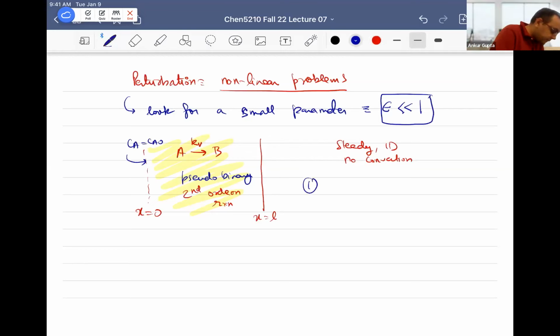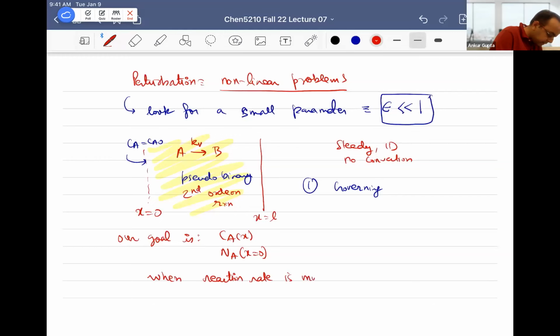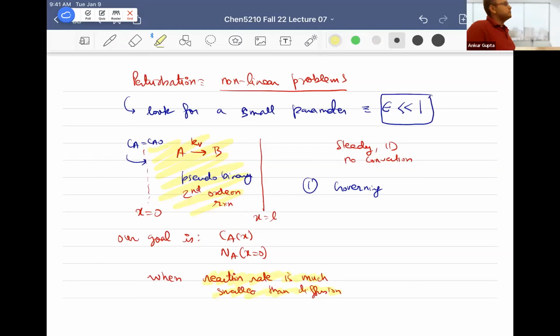So step 1, governing equation. Our goal is to calculate CA of x and the flux at x equal to 0 of species A, when the reaction rate is much smaller than diffusion. That is the idea. Reaction rate is much smaller than diffusion. So in this condition, this is what we wanted to find.